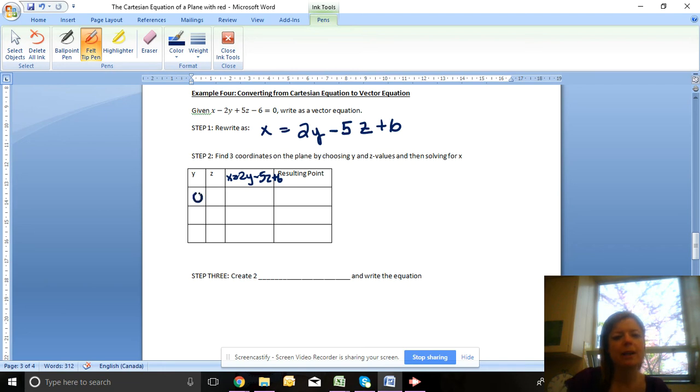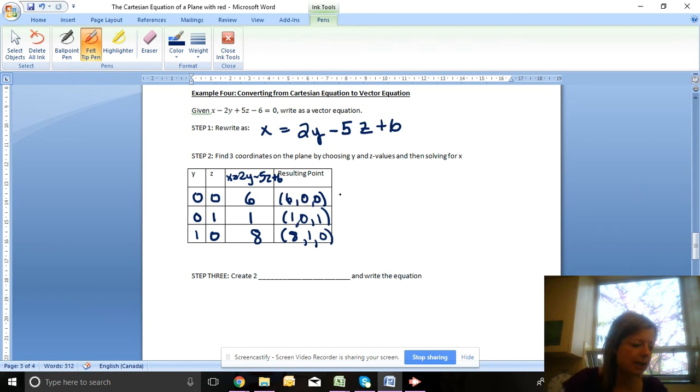So if we let y and z both be 0, that's the easiest, then x is equal to 6, and we have the coordinate 6, 0, 0. If we let y be 0 and z be 1, you can solve for this. You get that x is equal to 1, so you get the coordinate 1, 0, 1. And if you let y be 1 and z be 0, you get x is equal to 8. So x is 8, y is 1, z is 0.